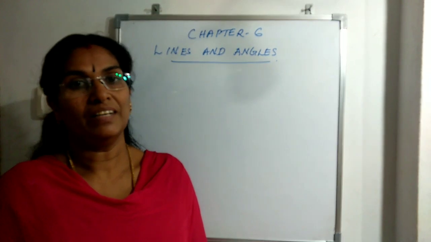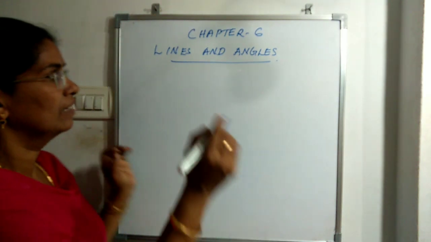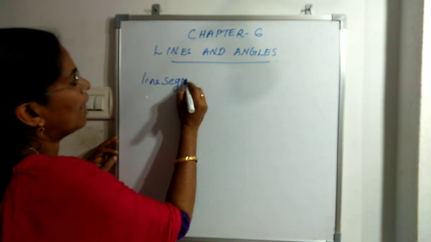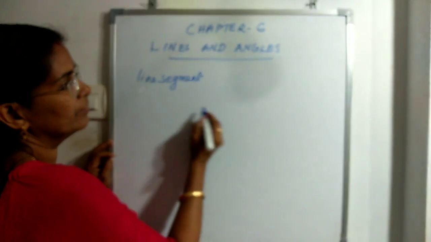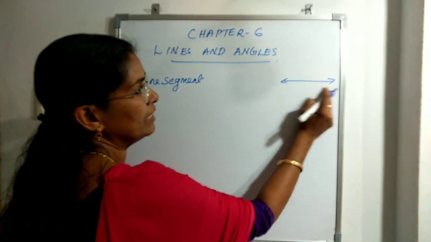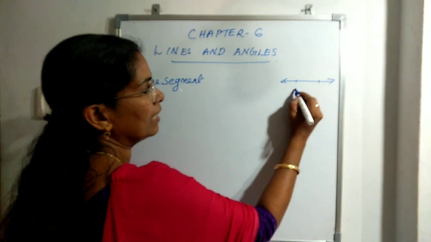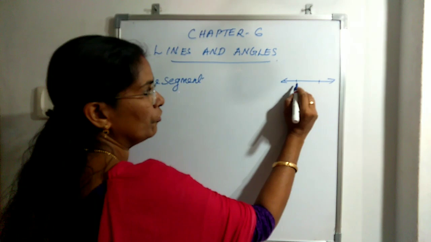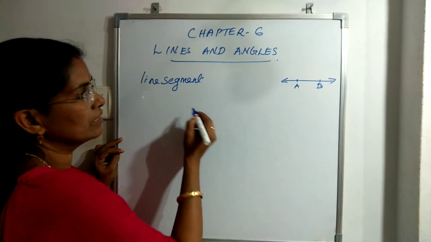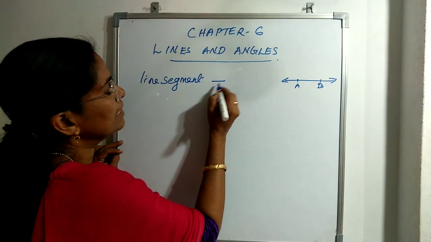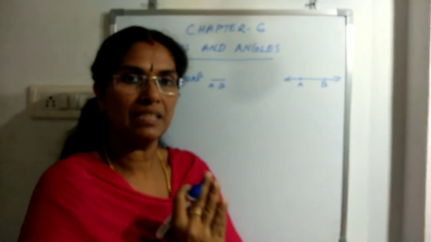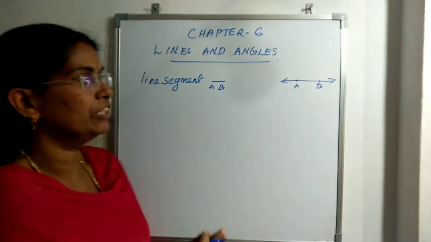The first one: what is a line segment? A line segment is a part of a line. Do you remember that? This one is a line, and we are taking any part of it. A part of a line with two endpoints. A and B are the two endpoints, so we are taking this line segment AB. So a line segment is a part of a line with two endpoints.